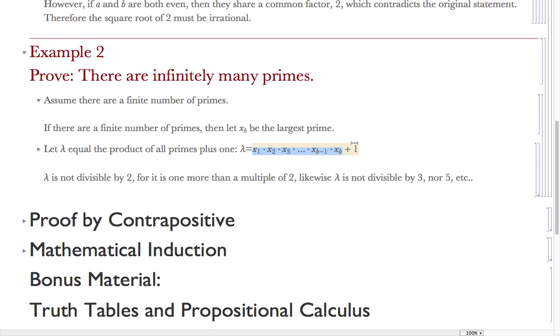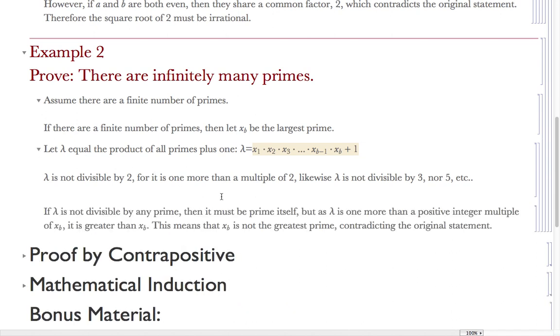So no number is both a multiple of 2 and one more than a multiple of 2. So lambda can't be a multiple of 2. Likewise, it can't be a multiple of 3 because we've got a multiple of 3 plus 1. Nor can it be a multiple of 5, nor any of the primes. So we have a situation here where lambda is not a multiple of any prime. And what does that mean for lambda? Well, that means lambda must be prime itself.